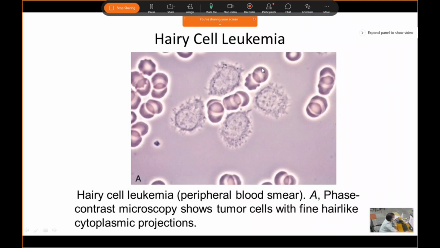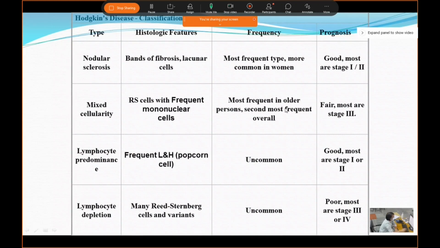Hairy cell leukemia, you have to know at least an objective question. Hairy cell leukemia is also one disease in which there is massive spleen, okay, massive splenomegaly, and the diagnosis is by phase contrast microscopy in which you can see these cells with fine hair-like cytoplasmic projections.